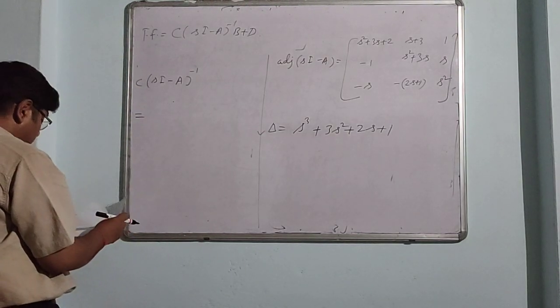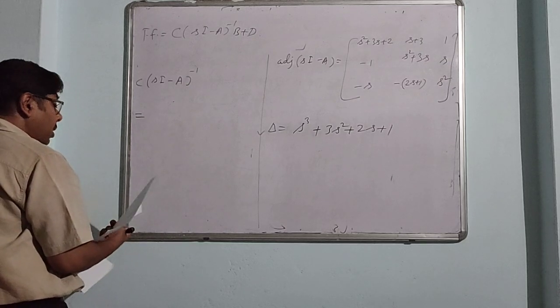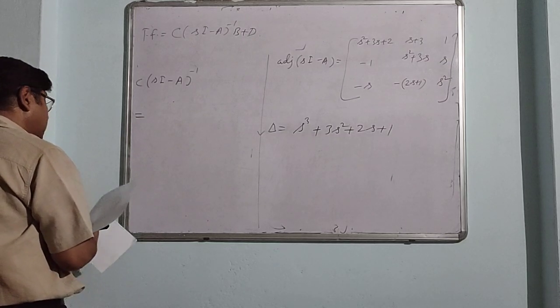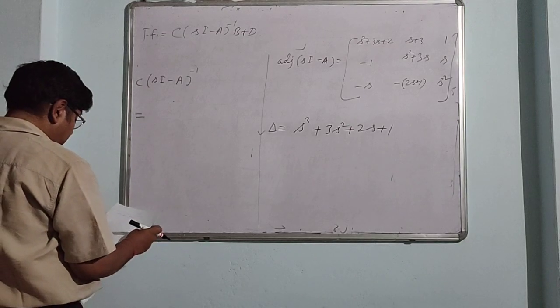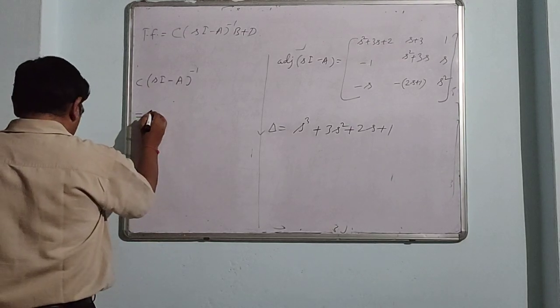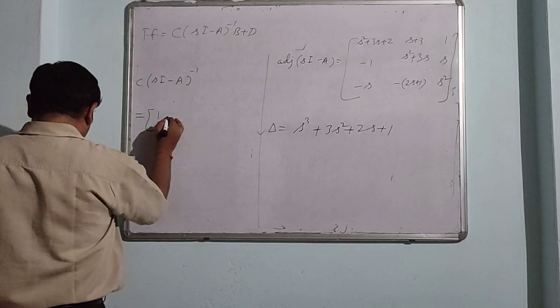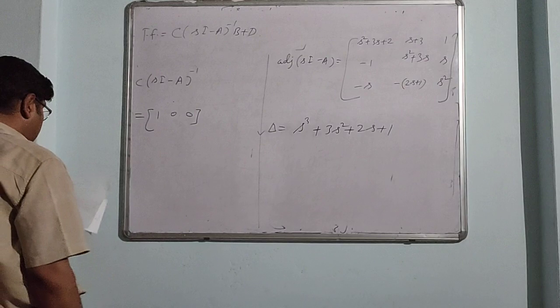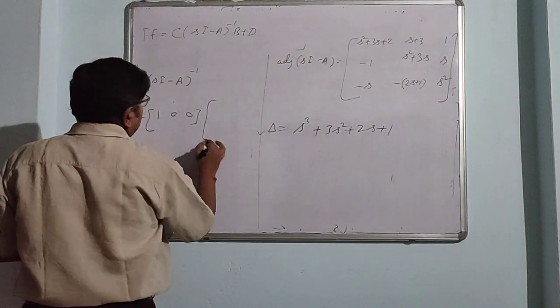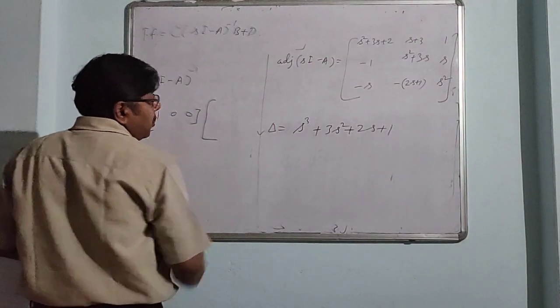So what is the value of C? The value of C is given. So you can calculate this. C is given as 1, 0, 0, and here you can use this.